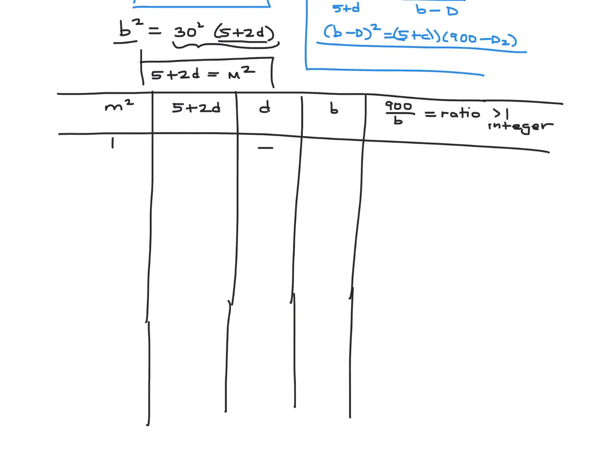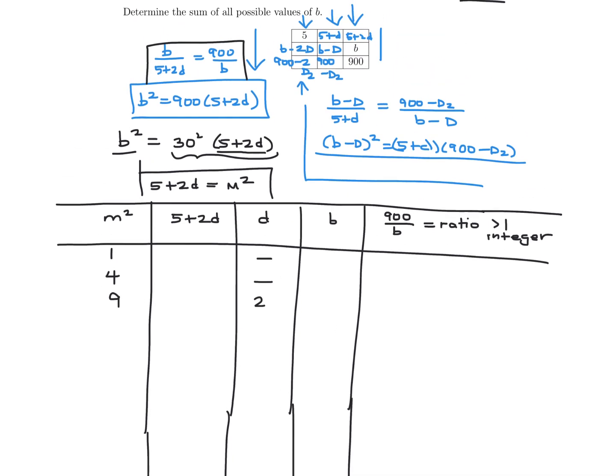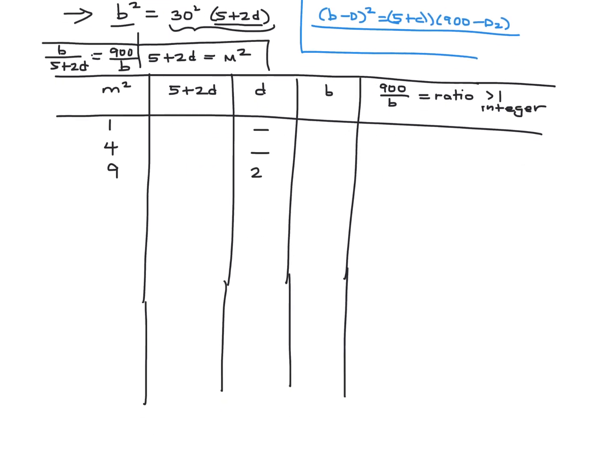So that's no good. If you have 2 squared, which is 4, d again doesn't work, but when it's 3 squared, which is 9, that's the first time you get a value for d. And then for b, how would you figure out b? It's this equation right here. So let me put that in the frame. You'd put b over 5 plus 2d is equal to 900 over b, right? Which is essentially the same as this. It's the same equation, just rearranged a little bit.